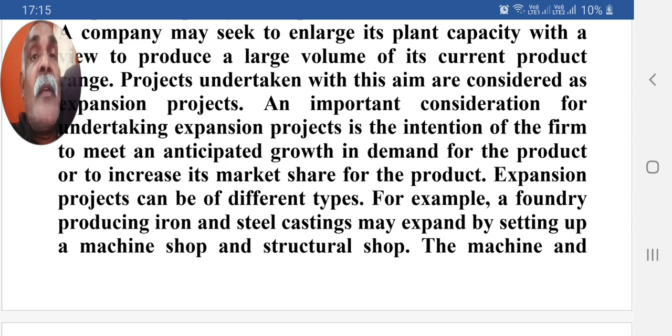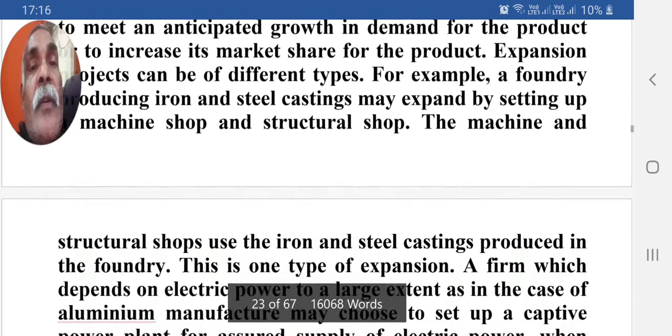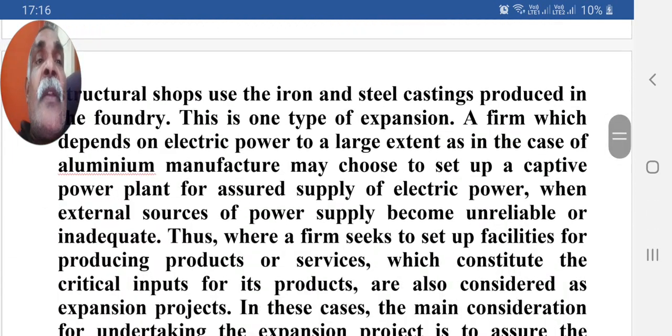Because if you do not expand, it means you will not meet the anticipated demand of the product in future. This expansion project can be of different types. For example, a foundry producing iron and steel casting may expand by setting up a machine shop and a structural shop. The machine and structural shops use the iron and steel casting produced in the foundry. This is one type of expansion.